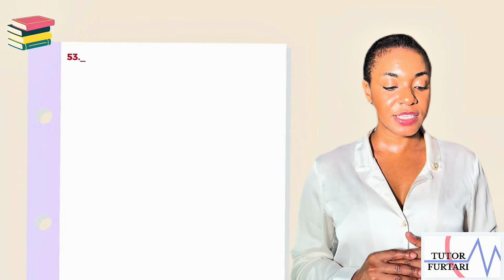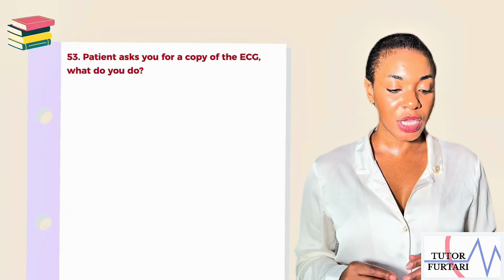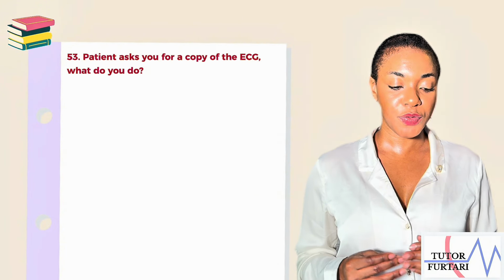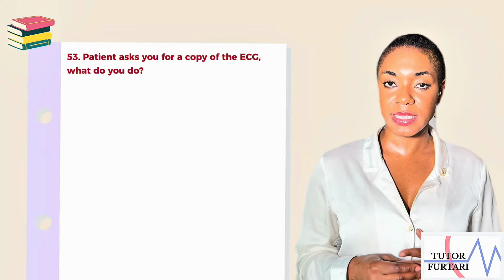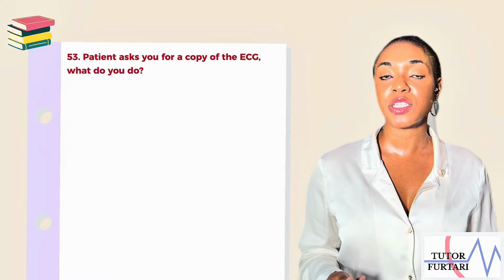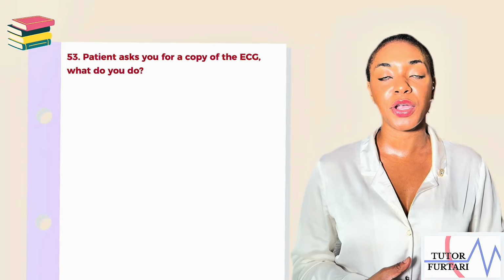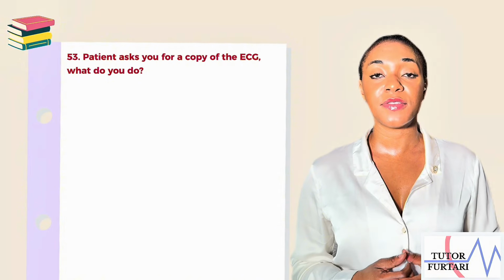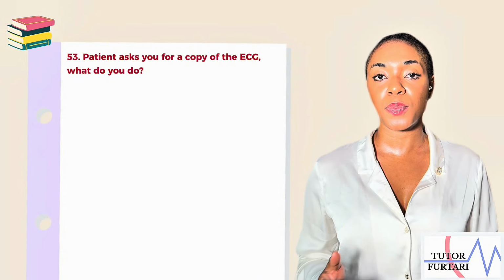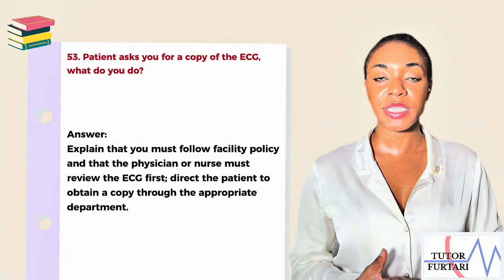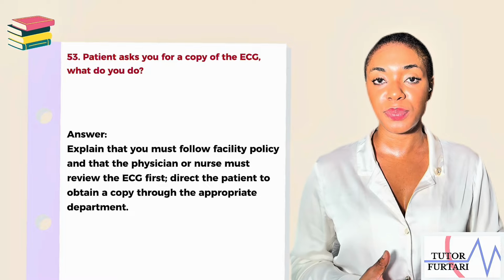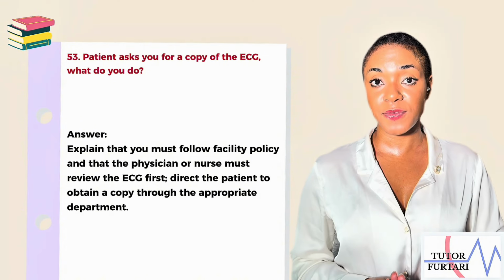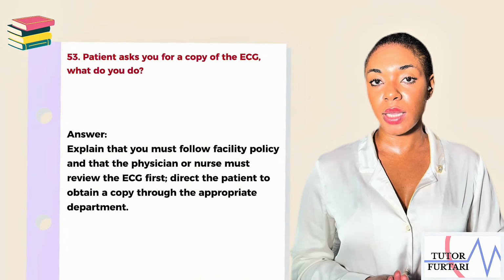53. Patient asks you for a copy of the ECG. What do you do? The first thing you do is follow the facility's policy. You explain that you're just there to perform the ECG procedure and tell them that their physician or the nurse will follow up with the results and more explanation on the ECG performed, respectfully and ethically.